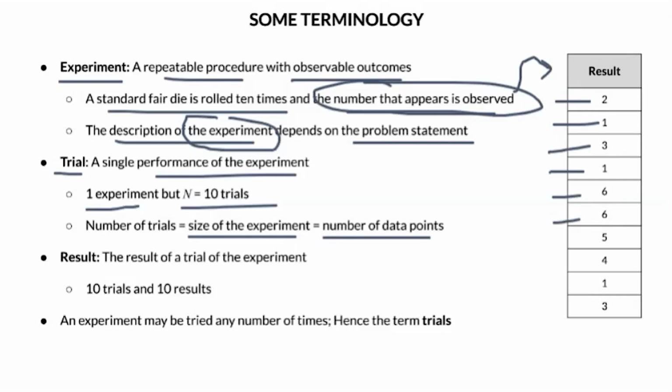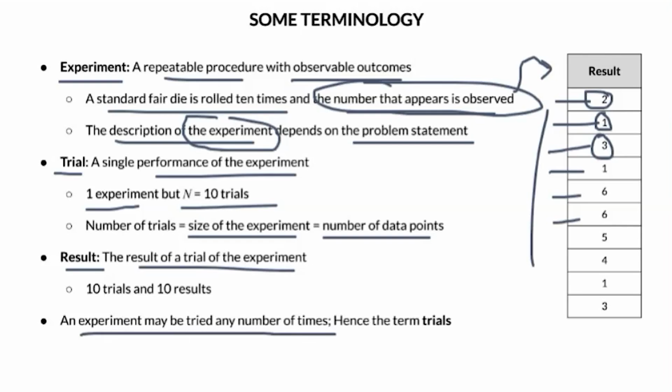And what is the result? The result is just the result of a trial. So here the result is 2, the result is 1, the result is 3, and so on. And one more thing, an experiment may be tried any number of times. Nobody is saying stop at 10. You can go on and on. It can be tried any number of times, hence we have the term trials. These are the basic terms.